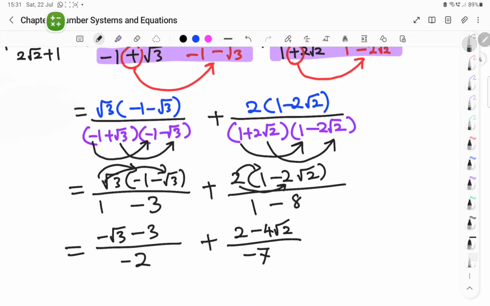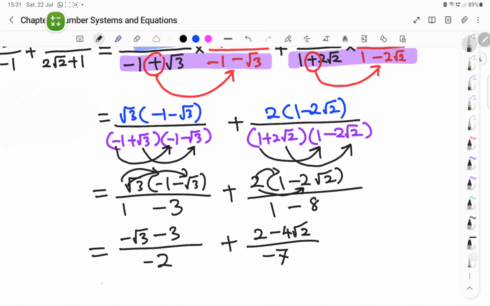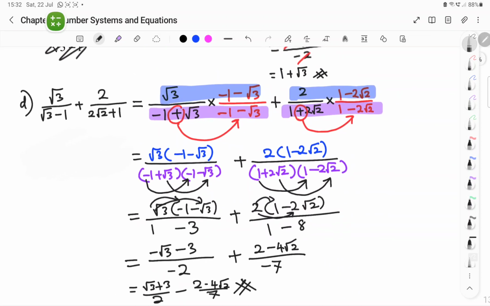So this one we can simplify further as square root of 3 plus 3 over 2, because all negatives can be positive, plus, what's this? Oh, negative. Put the negative in front, can? Can. Negative 2 minus 4 square root of 2 over 7. So this is the final answer for the last part.